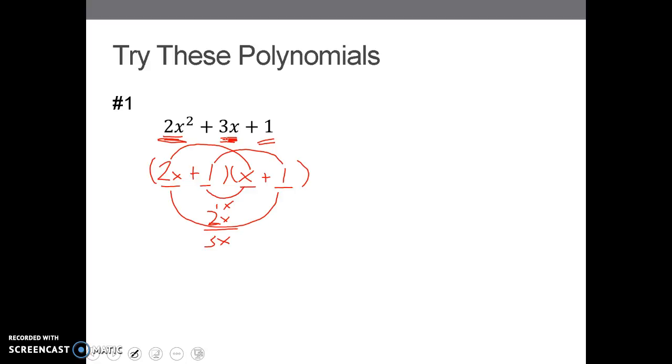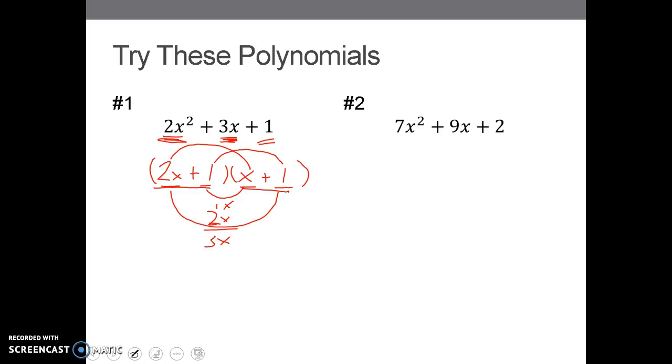And so this does factor to 2x plus 1 times x plus 1, and it doesn't matter which factor I have listed first. It would work both ways. So what I'm going to have you do now is pause your video, and I want you to try number 2 on your own, and then restart your video and see if you were able to get it correct.